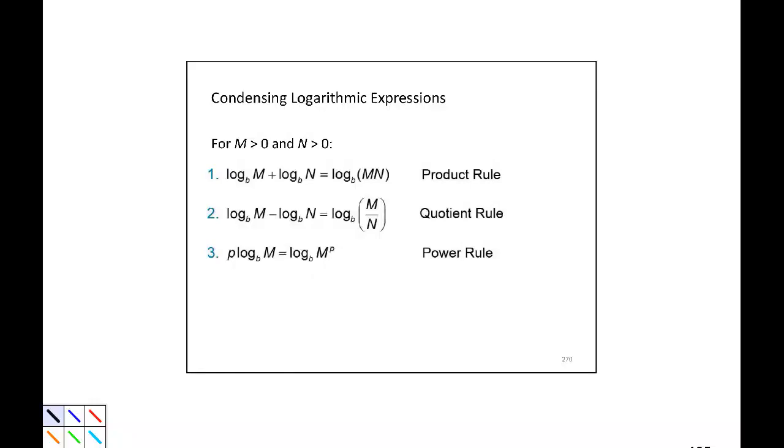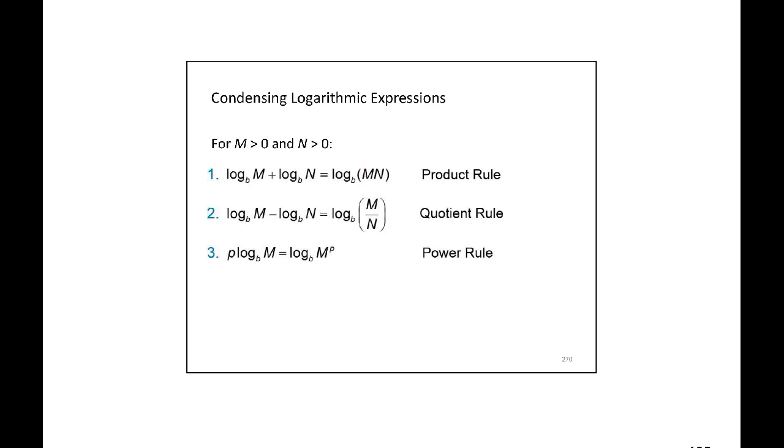To condense logarithmic expressions, we can use the product, quotient, and power rule in reverse. While we typically view them as expanding, we can view these as condensing. So for m greater than 0 and n greater than 0, log base b of m plus log base b of n is equal to log base b of the quantity m multiplied by n.